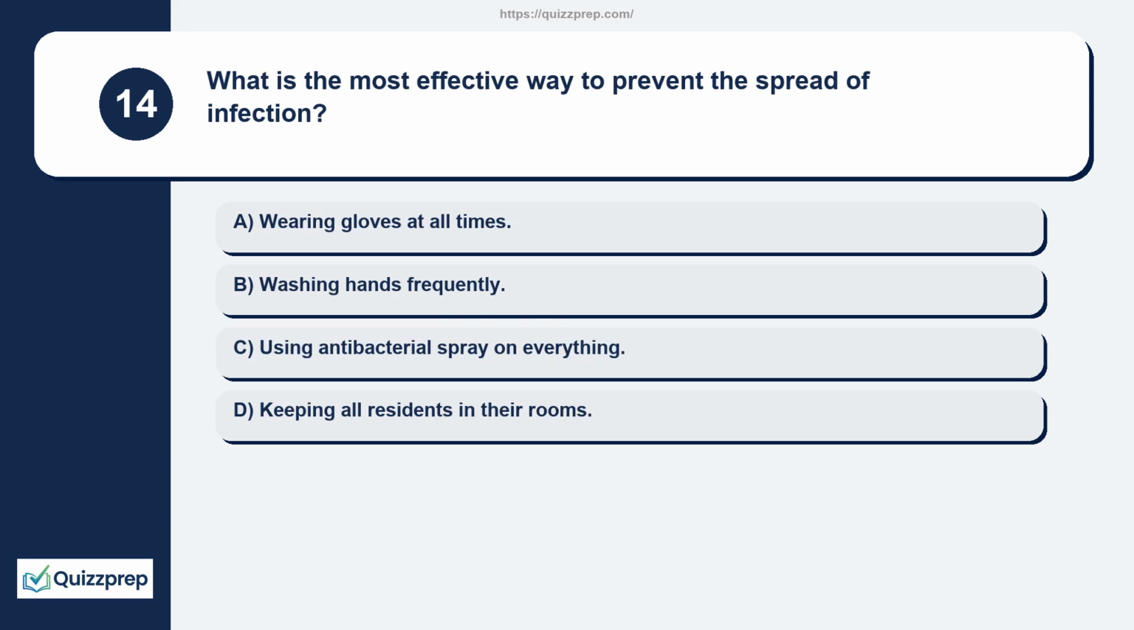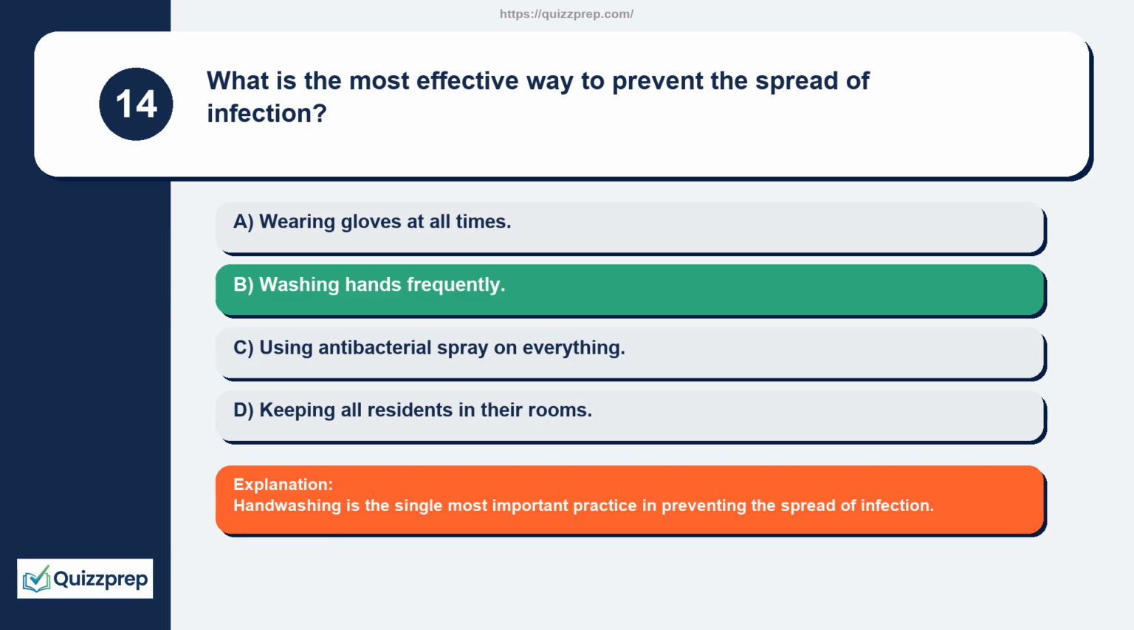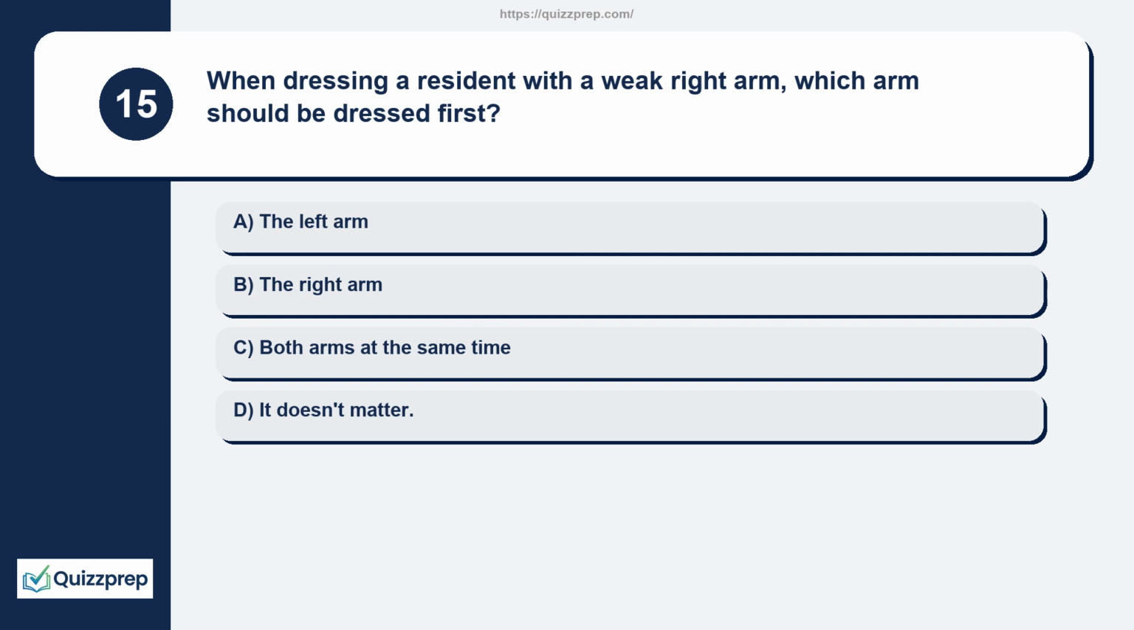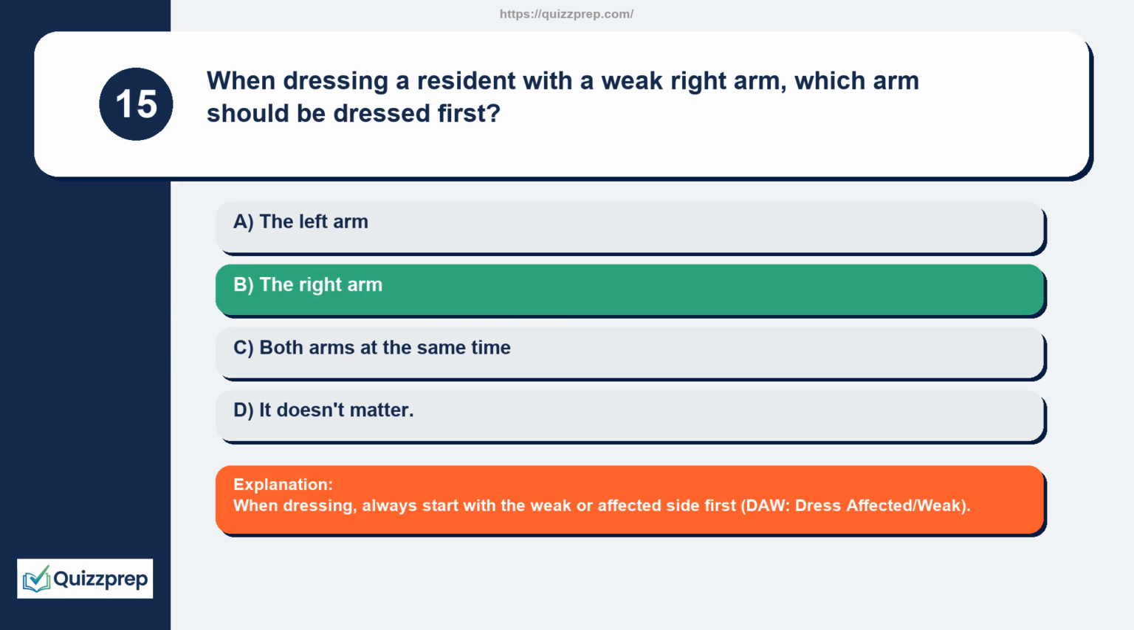Question 14. What is the most effective way to prevent the spread of infection? Wearing gloves at all times, washing hands frequently, using antibacterial spray on everything, keeping all residents in their rooms. Hand washing is the single most important practice in preventing the spread of infection. Question 15. When dressing a resident with a weak right arm, which arm should be dressed first? The left arm, the right arm, both arms at the same time? It doesn't matter. When dressing, always start with the weak or affected side first. Dress affected, weak side first.